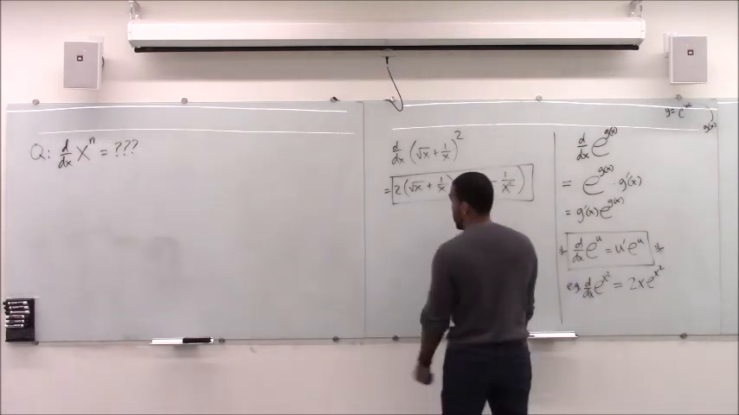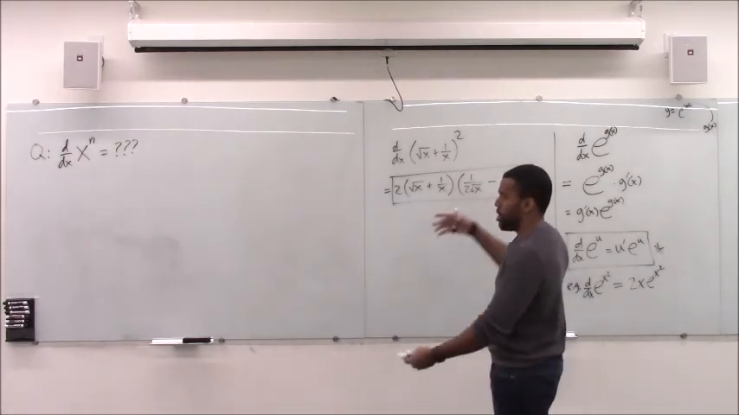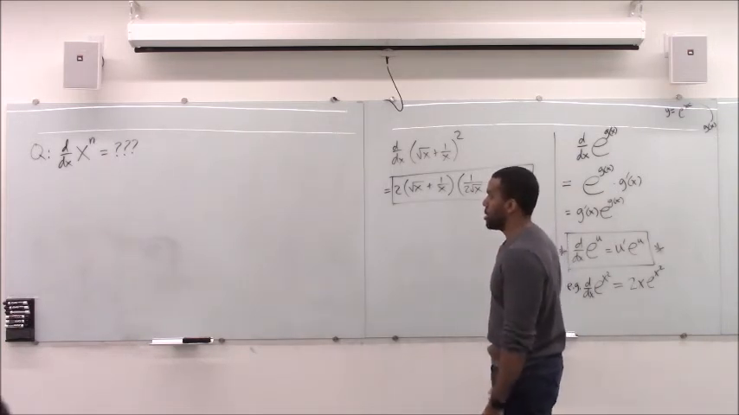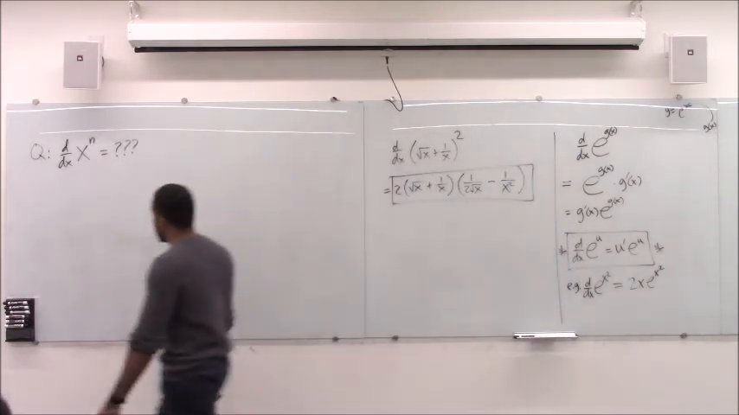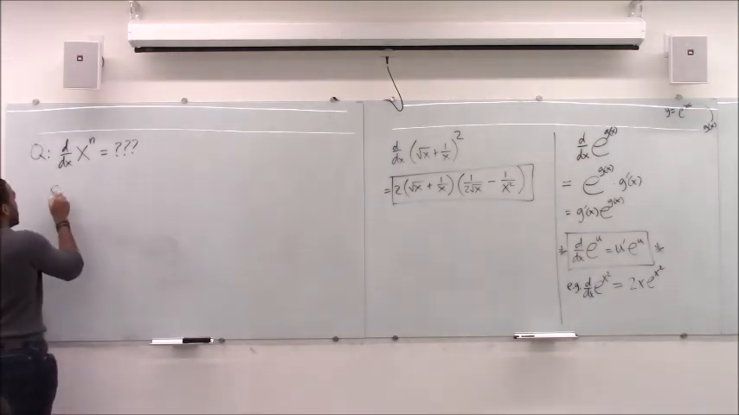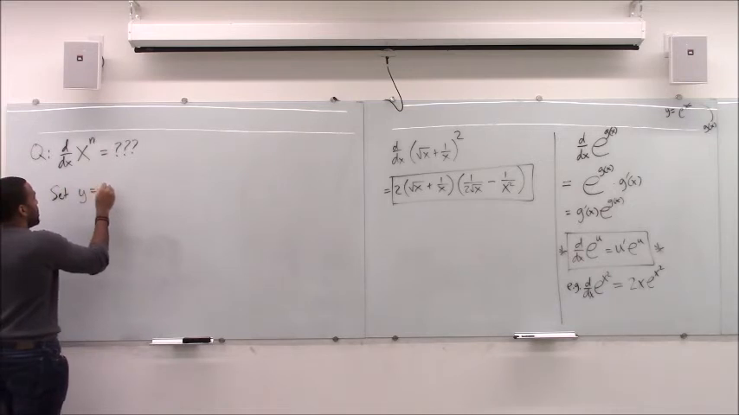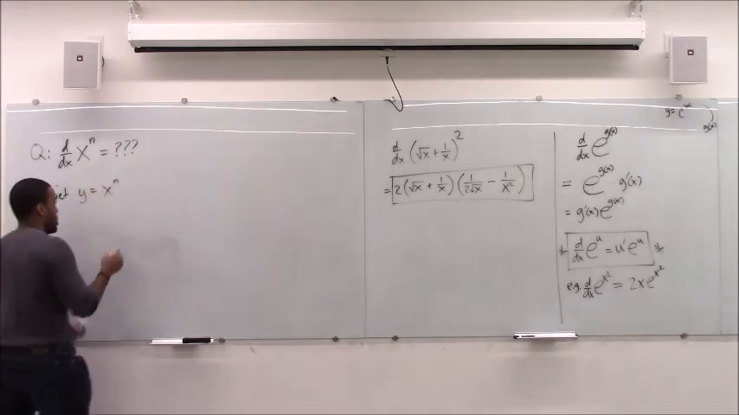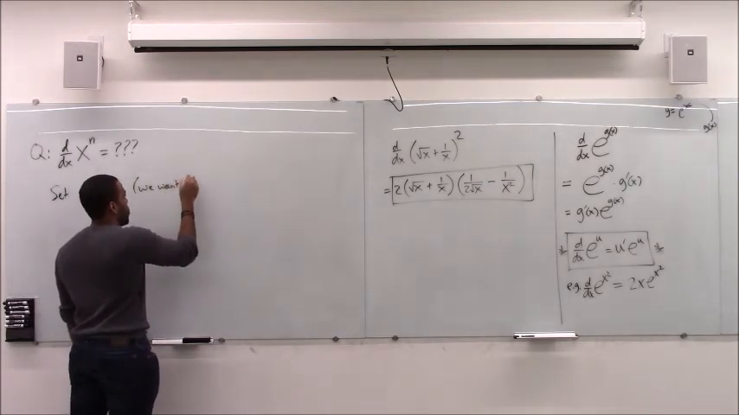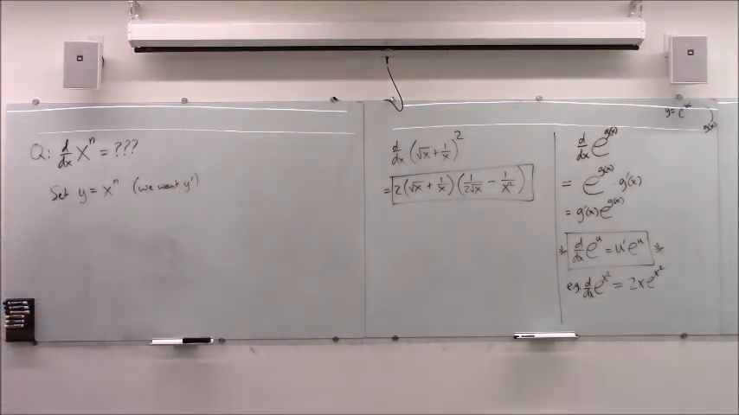Because we don't want to have to go through the limit definition, especially if the power is very large or very weird. What would f of x plus h even mean? How would you even find it? So, here's what we're going to do. Set y equals this function, and of course we want y prime, the derivative is what we're after.